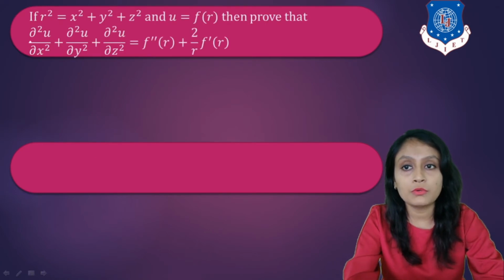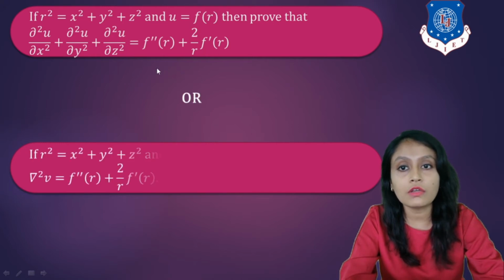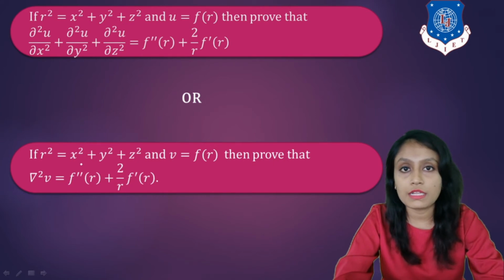Okay, now let's move to next example, that is if r square is equal to x square plus y square plus z square and u is a function of r, then prove that del square u by del x square plus del square u by del y square plus del square u by del z square is equal to f double dash r plus 2 upon r into f dash r. Or the question can be asked as if r square is equal to x square plus y square plus z square and v is a function of r, then we have to prove del square v is equal to f double dash r plus 2 upon r f dash r. So let's begin with the solution.